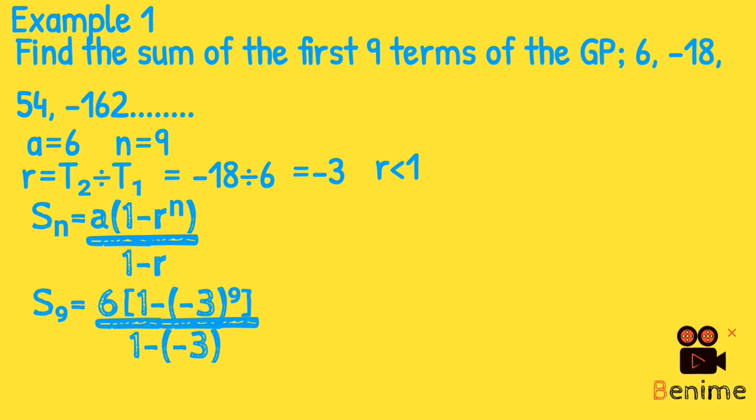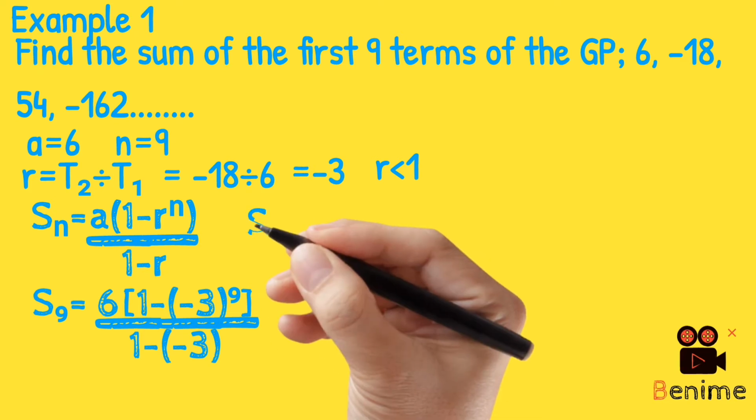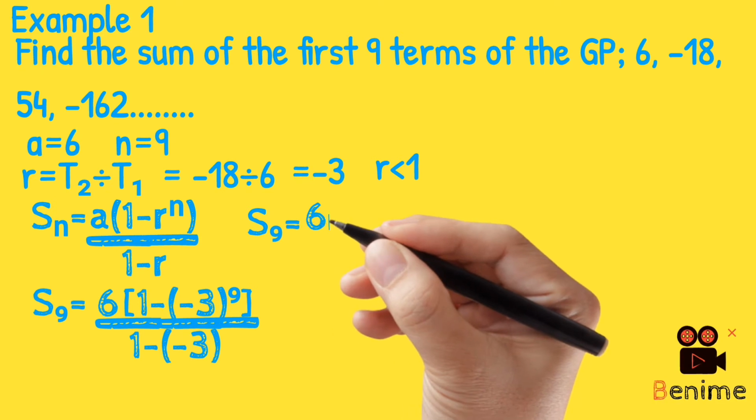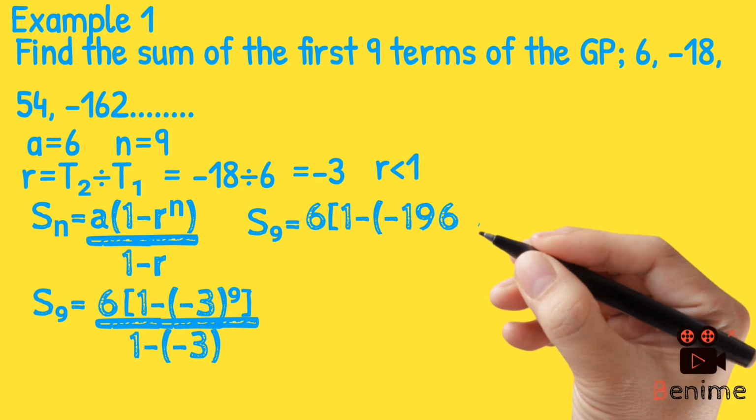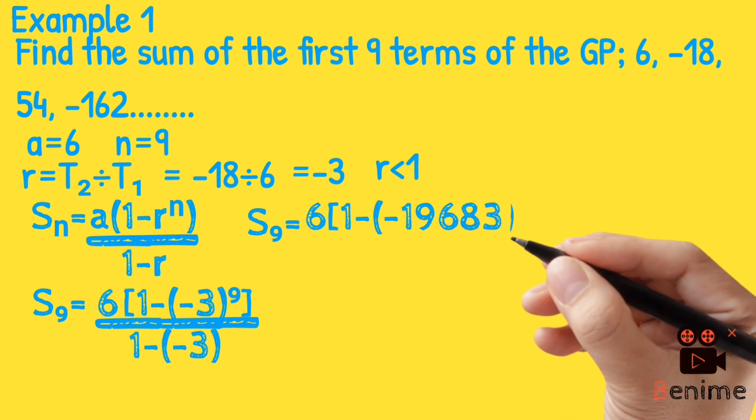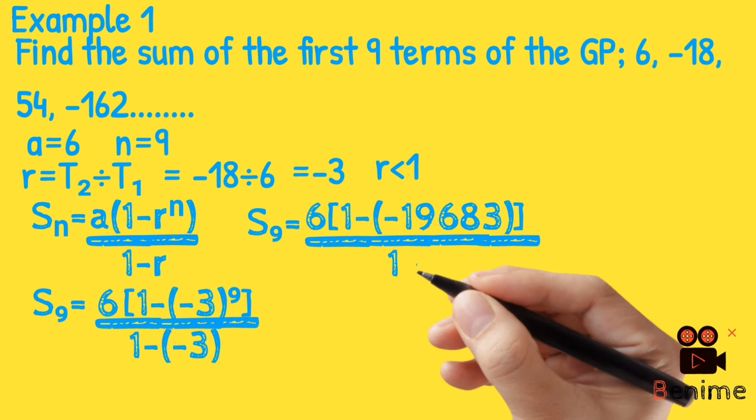So in the numerator, inside the bracket I have minus, open bracket, minus. It's okay. Before you get there, you have to simplify the power part. That is the minus 3 raised to the power of 9. Using your calculator, minus 3 raised to the power of 9 will give you minus 19,683. So you have S9 is equal to 6, open bracket, 1 minus, open another bracket, minus 19,683, close bracket, close the second bracket, all over 1 plus 3.